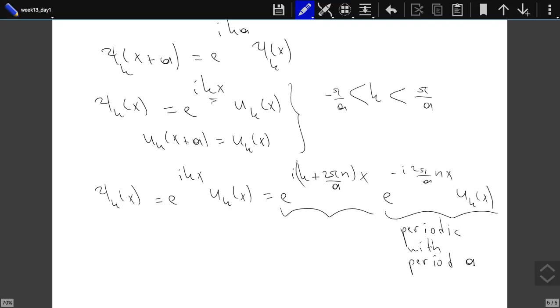Let's say this separation over here into a part that gives you the phase times a part that is periodic is not unique. To make it unique, you can just fix a range of k. Or if you want, you can put an equality sign in one of them. This is called the first Brillouin zone. Well, I don't know how to spell it properly.